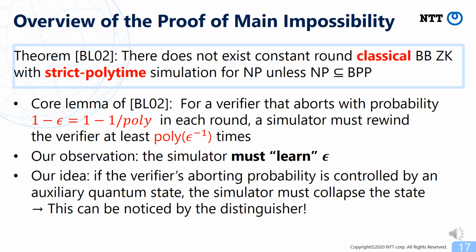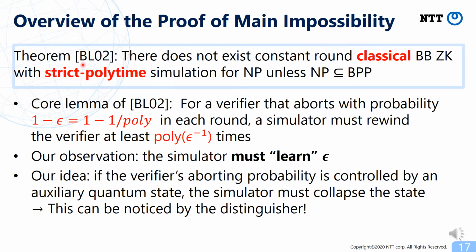From now, I will move on to the technical part. Due to time constraints, I will only focus on the main impossibility result, which is the impossibility of constant round post-quantum black box zero-knowledge. Our starting point is the following classical theorem proven by Barak and Lindell.